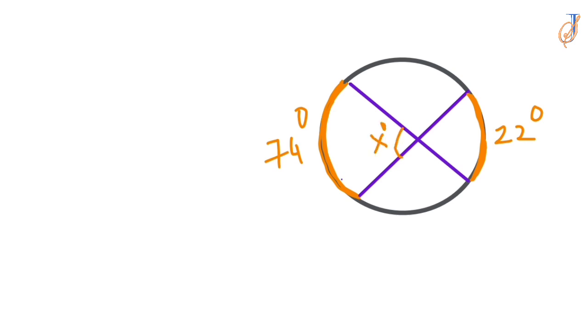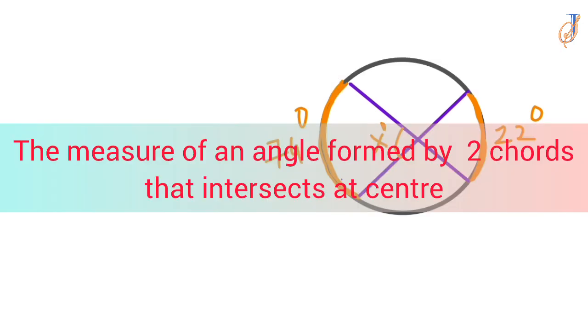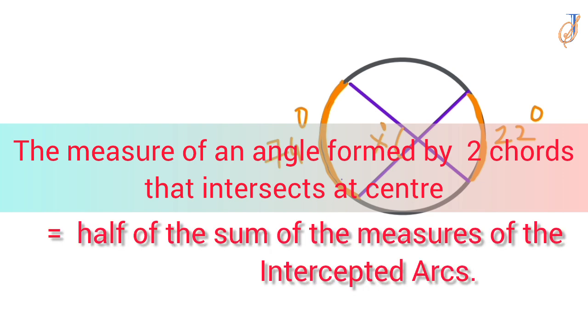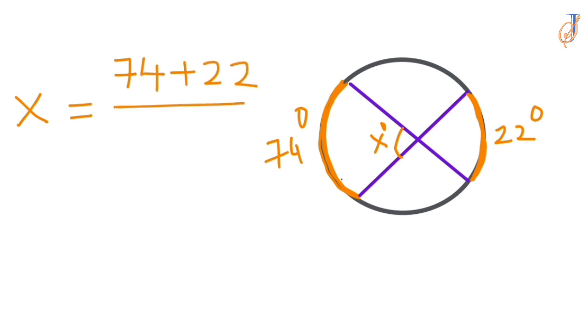To find the angle X, just recall the intercepted arc theorem. The theorem states that the measure of an angle formed by two chords that intersect is equal to half of the sum of the intercepted arcs. In simple words, to find this angle, you simply add the two arc measures, which is 74 plus 22, and then divide by 2. That's what the theorem states. After adding these two, you will get 96 divided by 2, which is equal to 48 degrees.